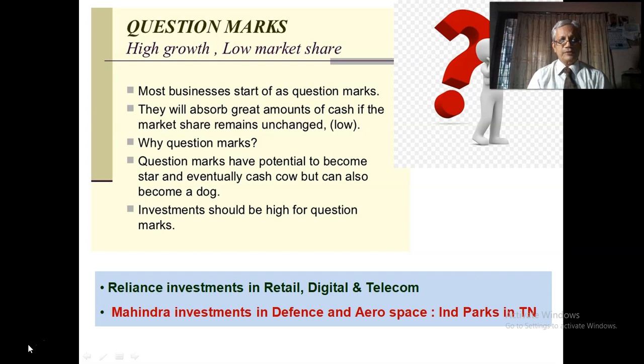Similarly, Mahindra's investment in defense and aerospace. Mahindra has decided to focus on this particular sector because the government is also opening up this sector, and Tamil Nadu opened up specialized industrial parks for defense manufacture, aerospace manufacture, and all that. So Mahindra is trying to take advantage of the situation.